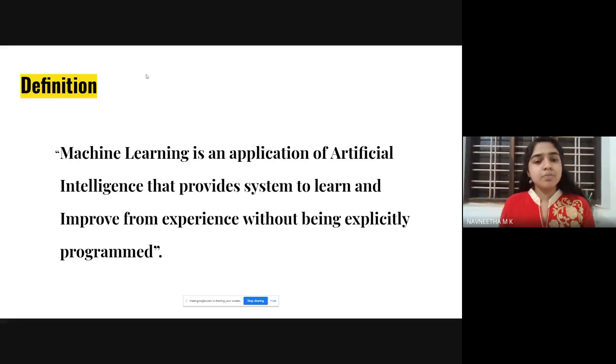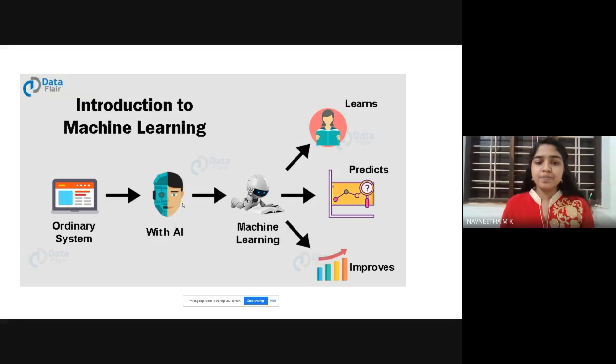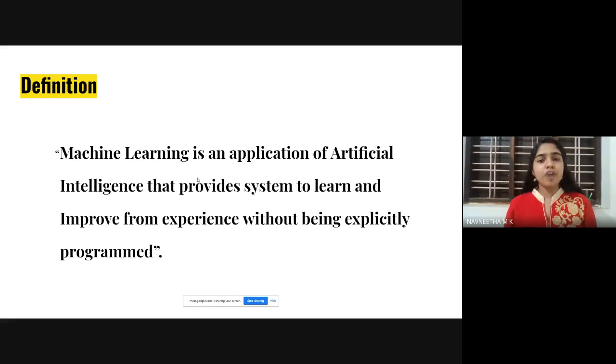This definition is much clearer by using this figure. In this figure, we have an ordinary system. Ordinary system means what? Our computer that we are currently using. Then artificial intelligence is given to this system. The system gets an ability to take its own decision. That is basically machine learning. It is an application of artificial intelligence that provides the system the ability to learn and improve from experience without being explicitly programmed.